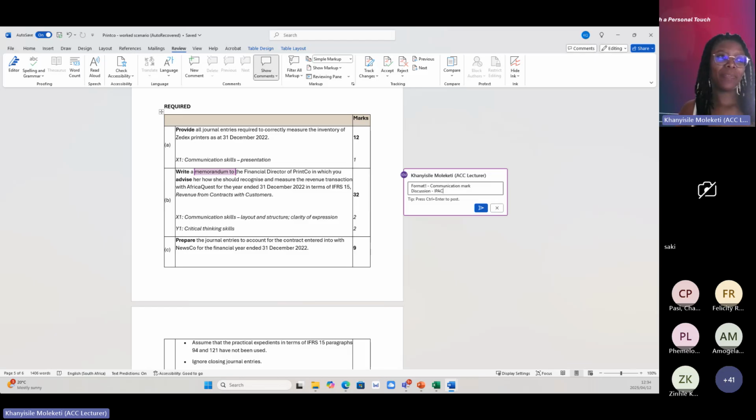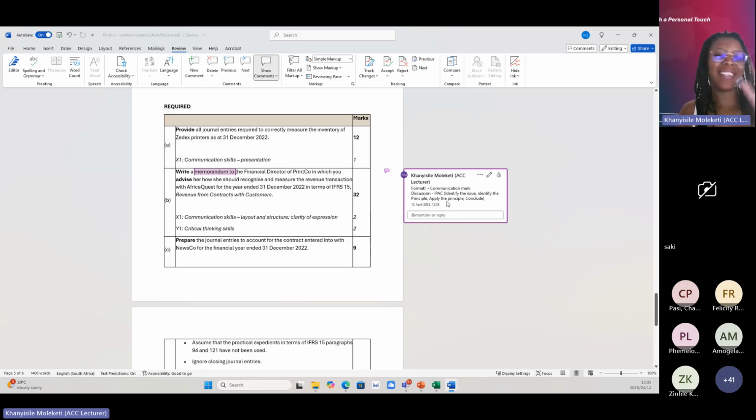Step two, IPAC. And IPAC is: identify the issue, identify the principle, apply the principle, and conclude. Okay, discussion. So think IPAC. It gives you structure.